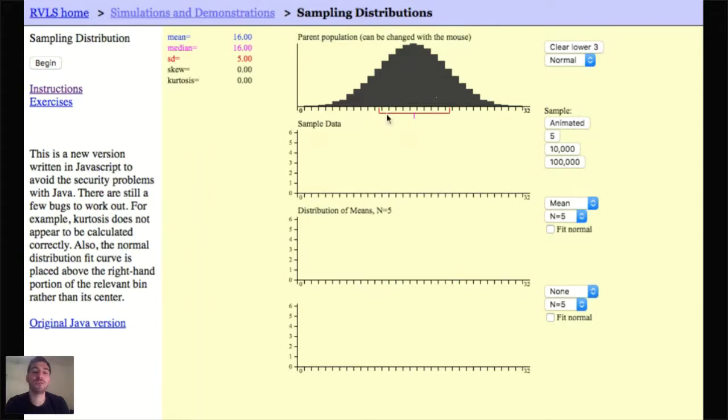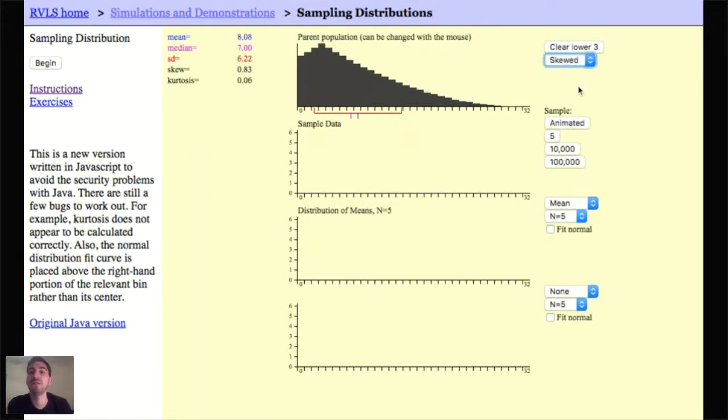You might be wondering, though, what happens if I take samples from a different type of original parent population? This time, the population is skewed pretty heavily to the right. So you can see the mean is a little over 8, just to the left of that original graph. It tells us the mean. The median is 7. So the mean is higher than the median. That's because the skew is to the right. Mean is higher than median when you're skewed to the right. Mean is lower than the median when you're skewed to the left.